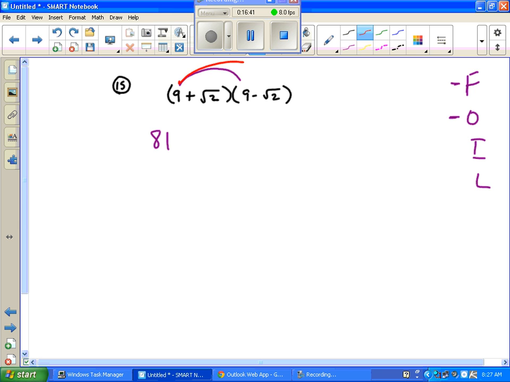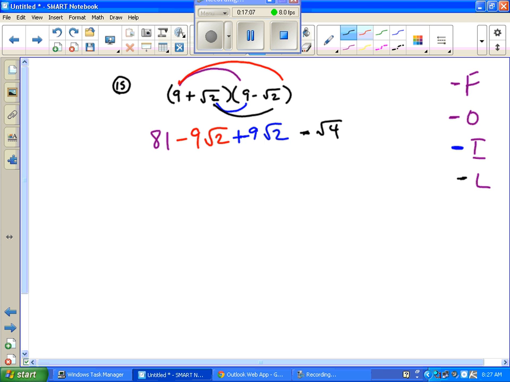The second one is your outside terms. So 9 times the negative square root of 2. So that's negative 9 square root of 2. The next ones are your inner 2 terms. That's these 2. Square root of 2 times positive 9. So plus 9 square root of 2. And then finally, the last ones are your L's, your last 2 terms. Square root of 2 times negative square root of 2 is a negative square root of 4.